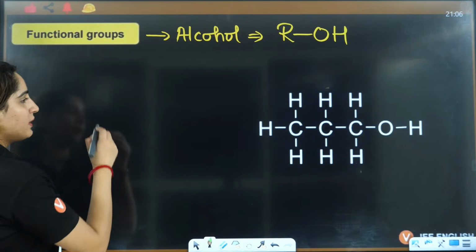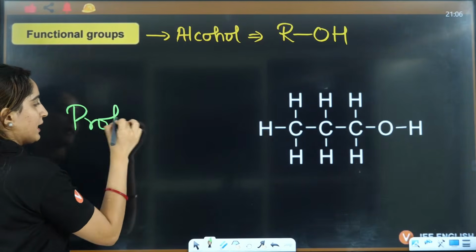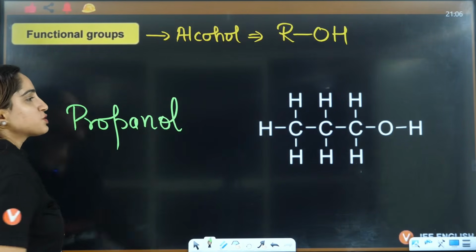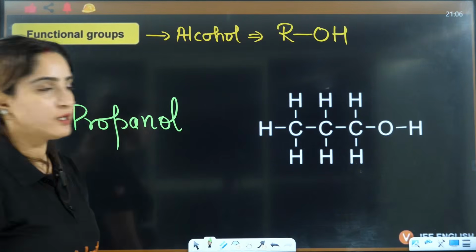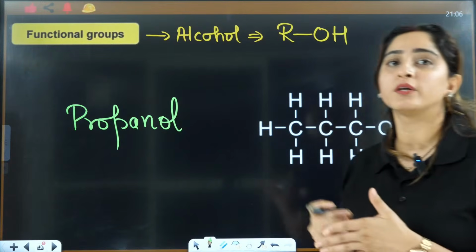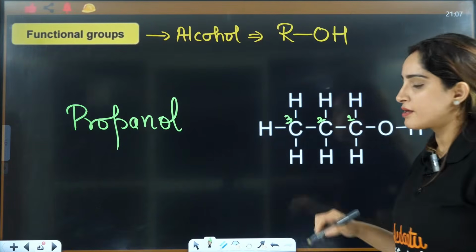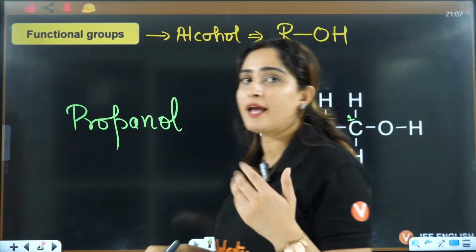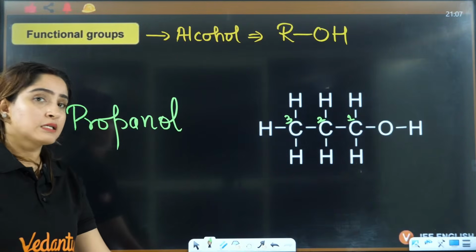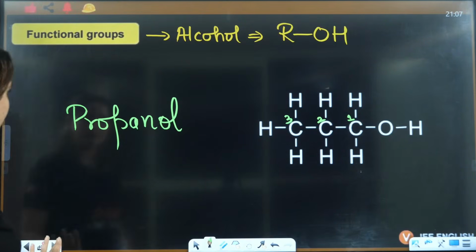So basically this is 1, 2, 3, 3 carbons. So it will be propane, cancel E and put ol. So this will be propanol, right? So if you see, always the numbering starts from the functional group. Even if you number this, it will start from the functional group. Now functional groups have more priority as compared to multiple bonds, or you talk about substituents, they have more priority over them. So it will be 1, 2, 3 propanol, right?